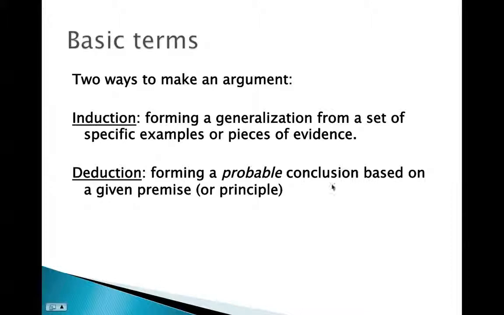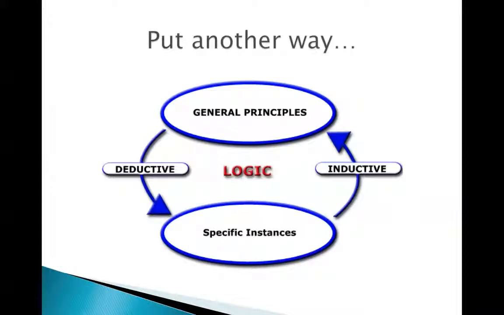Deduction is the opposite, forming a probable conclusion based on a given premise or principle. That is, going from big to small. Notice how the word probable is italicized, because oftentimes in deduction the conclusion is not guaranteed. So it's a probable conclusion based on a given premise. Let's put it in a more visual way.